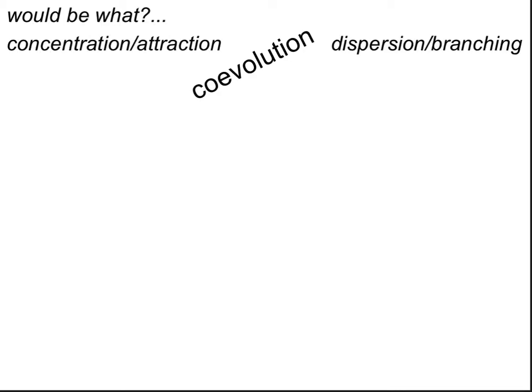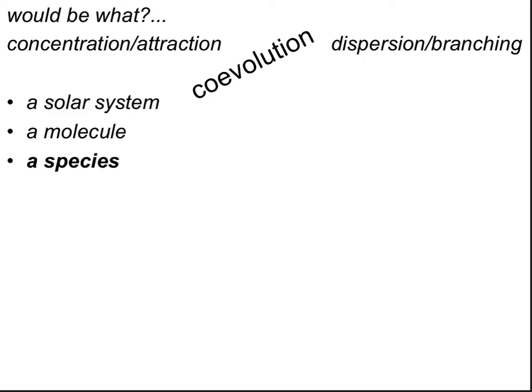here we go. We're talking about coevolution, right? This is what we talked about last time, and we talked about how it'd be concentration and attraction, or dispersion and branching. But we've gone over that stuff. But I want to emphasize a species I'm going to talk about today.